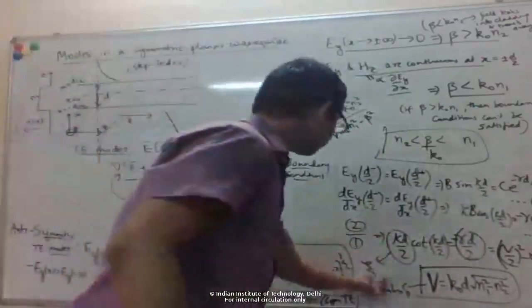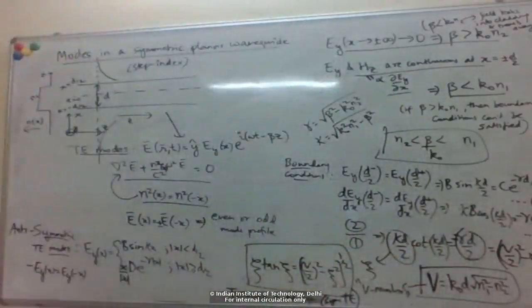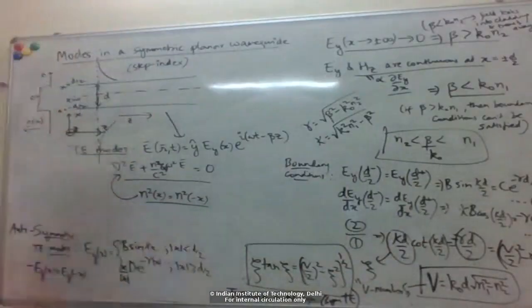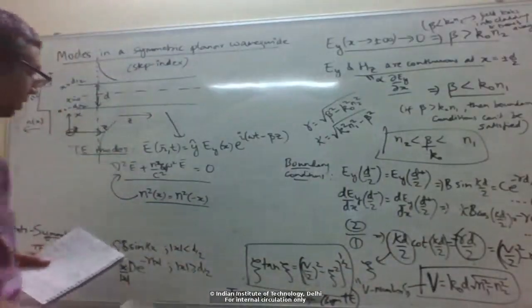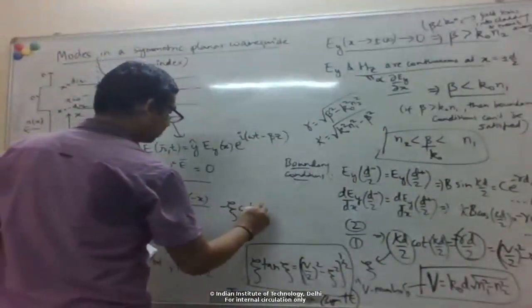So again, we can write it in terms of the same parameters zeta and V. You can see that the transcendental equation you get for the antisymmetric mode will be, you get a minus sign and then tan becomes cot.